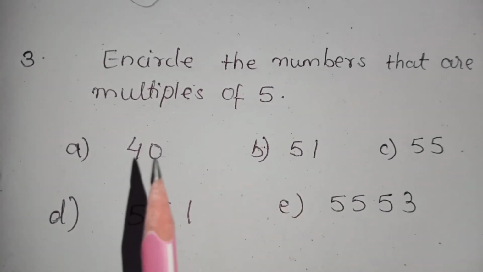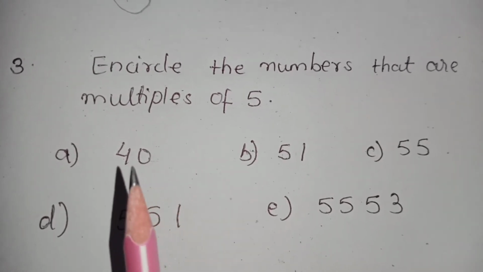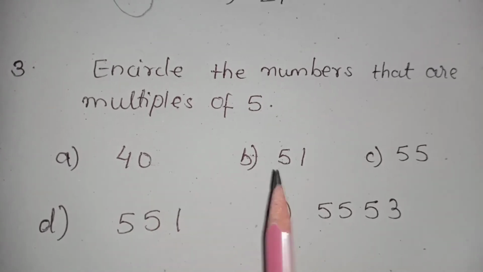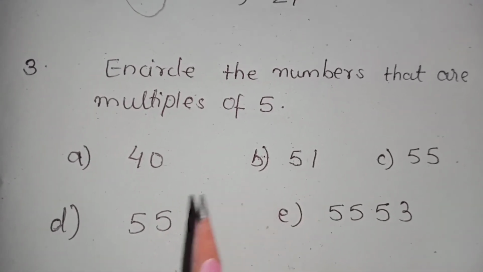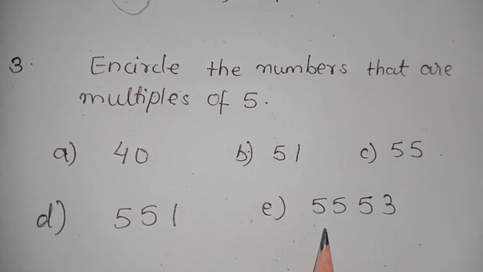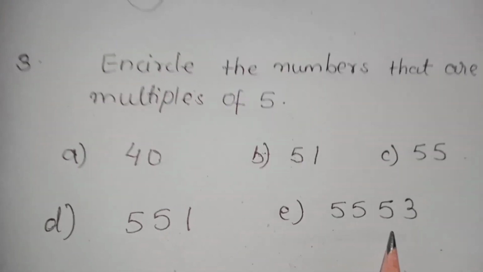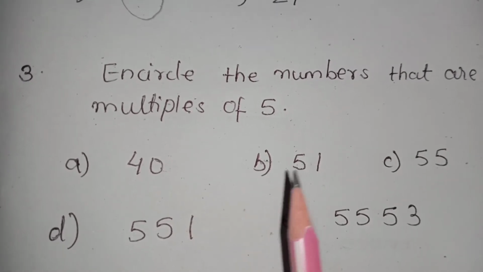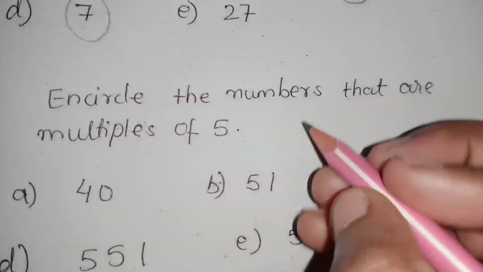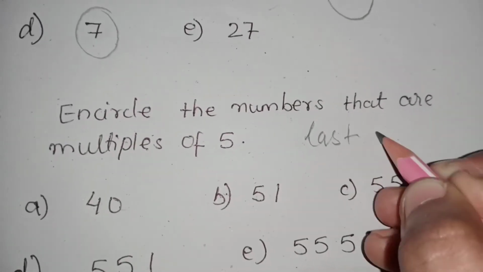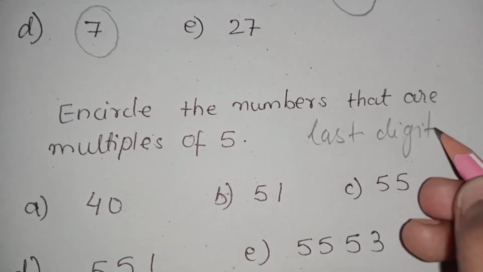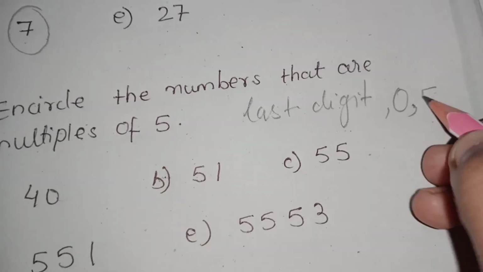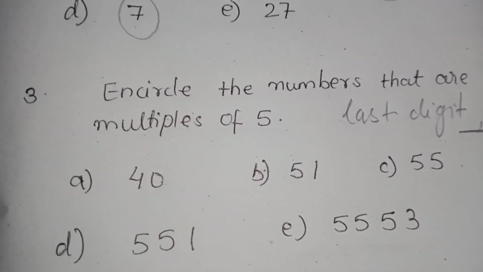Okay, now let's circle those numbers which are multiples of 5. So I will teach you a small technique. For small numbers you can easily tell whether it comes in the table or not. Now you can see a 3 digit number is there, a 4 digit number is there, and how do we understand whether it is a multiple or not? You have to see the last digit. If the last digit is 0 or 5, that means they are multiples of 5.